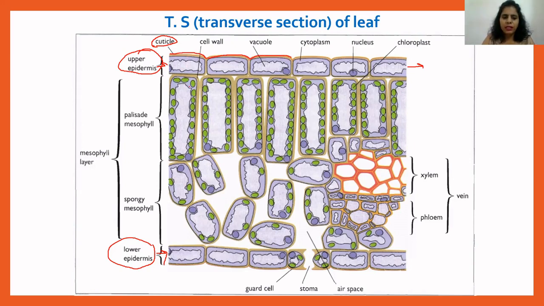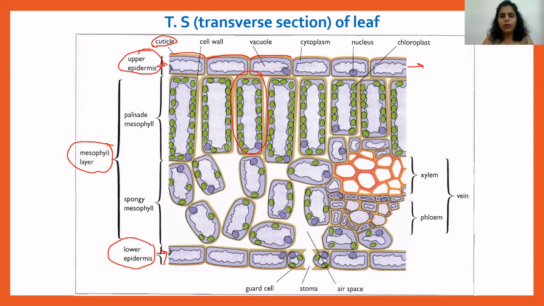Then below this upper epidermis we have these long, elongated cells. These cells are tightly packed and arranged end to end. This is one cell and this is another cell, so they are arranged end to end. And just below these tightly packed elongated cells, we have these small, almost oval shaped cells. These cells are loosely packed. These cells are known as mesophyll cells, or you can say the mesophyll layer.